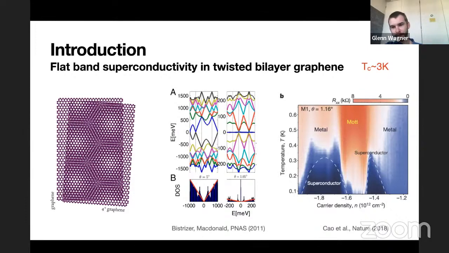Right. I had another question. If you change the angle back from the magic one to a non-magic one, will the superconducting phase disappear? Yes, eventually it disappears. It exists only for some small range of angles close to the magic angle.